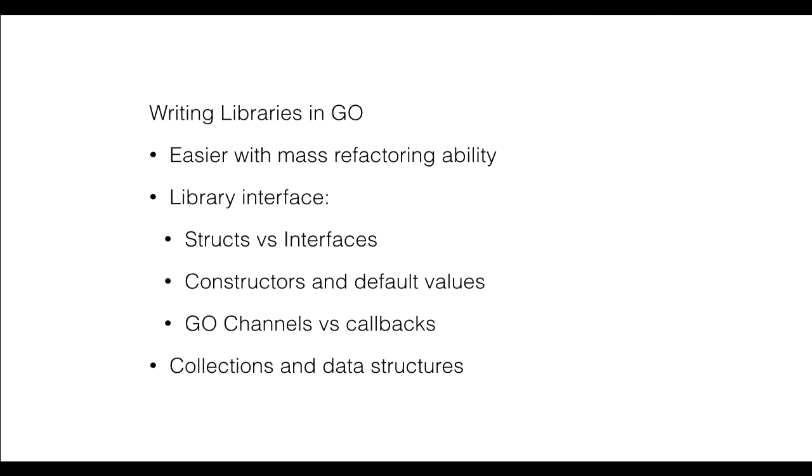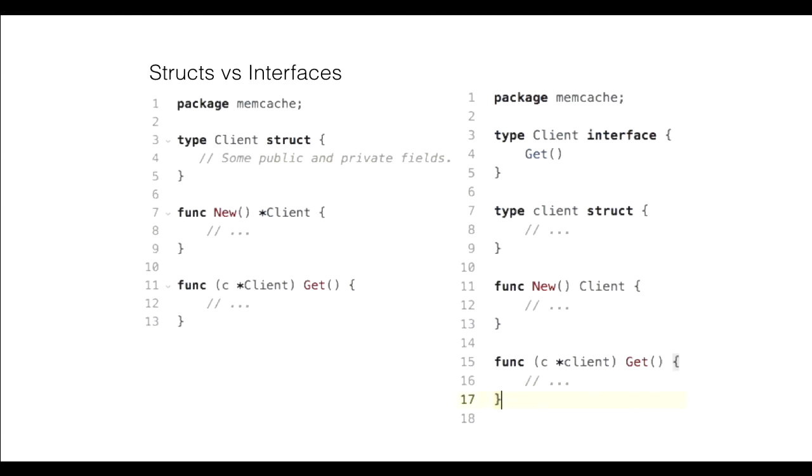So, for example, I'll give some examples where code refactoring really helped to make sure we didn't stagnate. When writing a library interface, you always have this question: should I expose structs? Should I expose interfaces? I've even got an example here. Let's say you've got a memcache client. You could write a struct client with methods on it, and you have a new function.